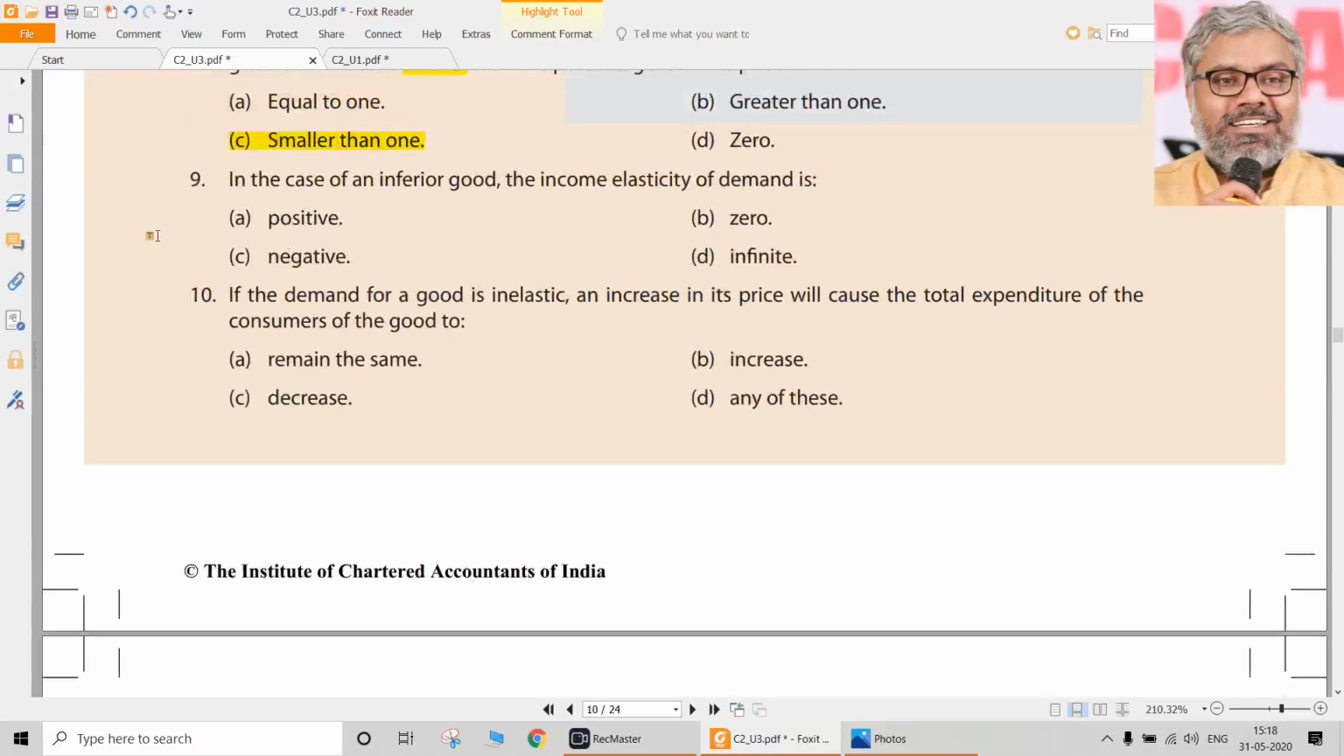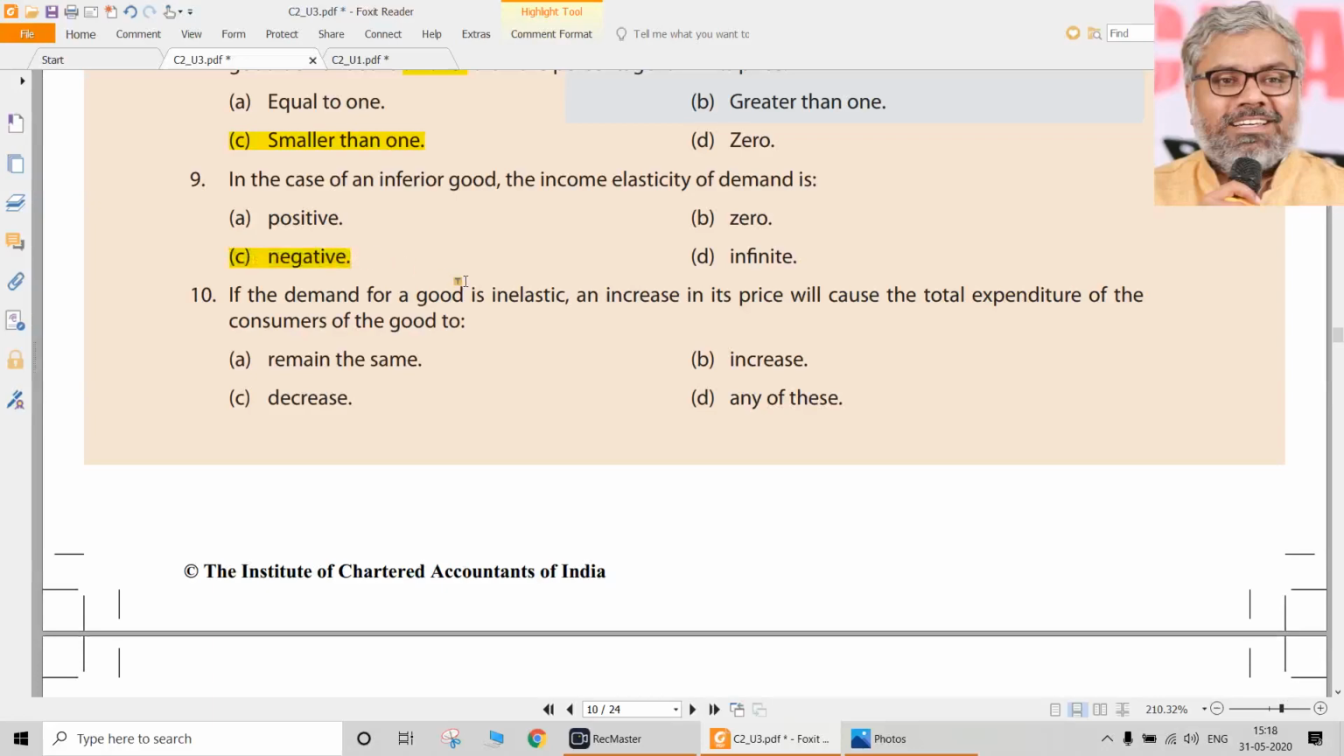Question number 9. In case of an inferior good, the income elasticity of demand is. Normally, how is the income elasticity of demand? Usually the income elasticity of demand will be positive. When income increases, people will buy more. Normally that's what happens. But we know that there is a variety. The variety is inferior goods. So in case of inferior goods, the income elasticity will not be positive.